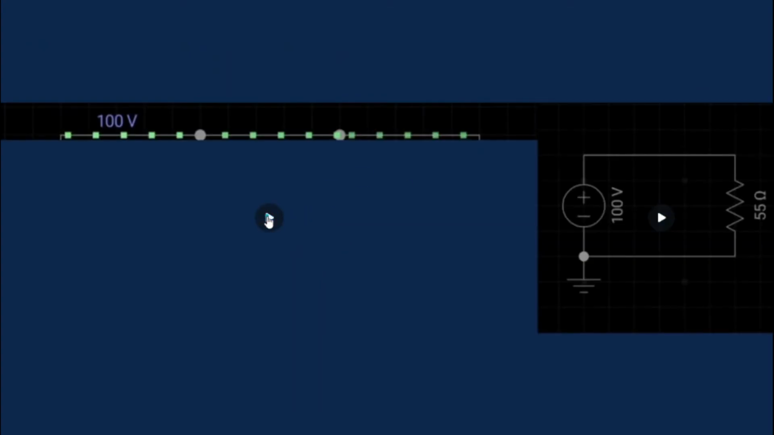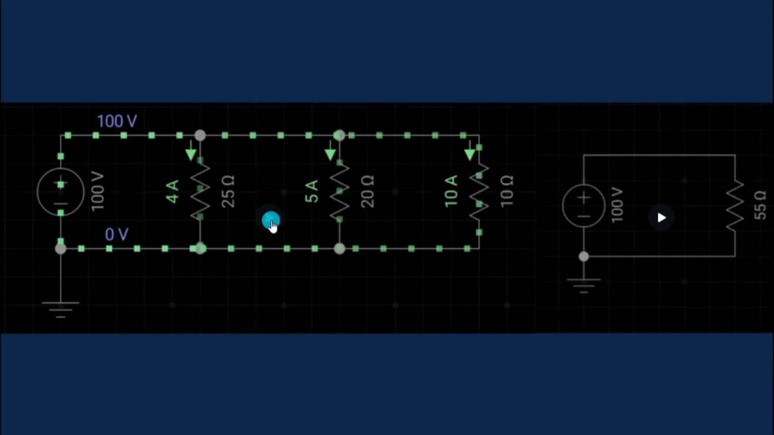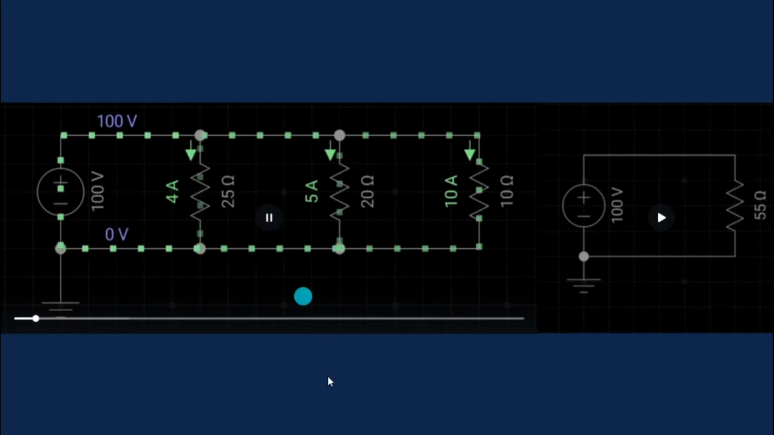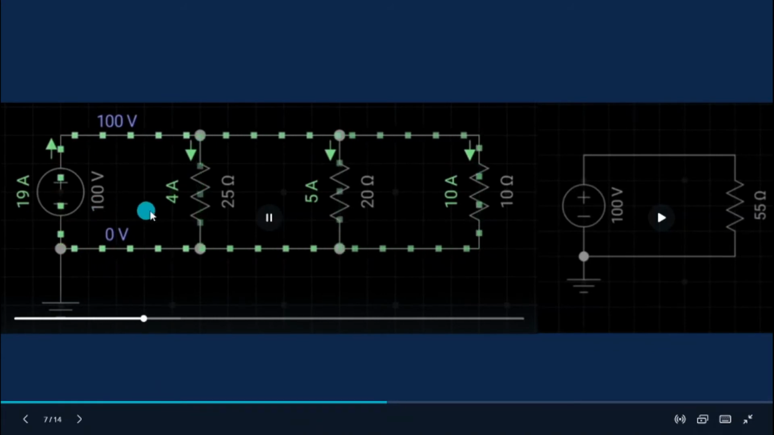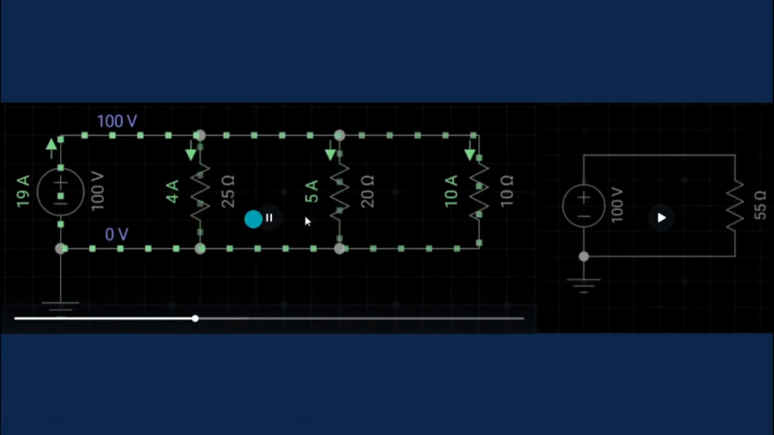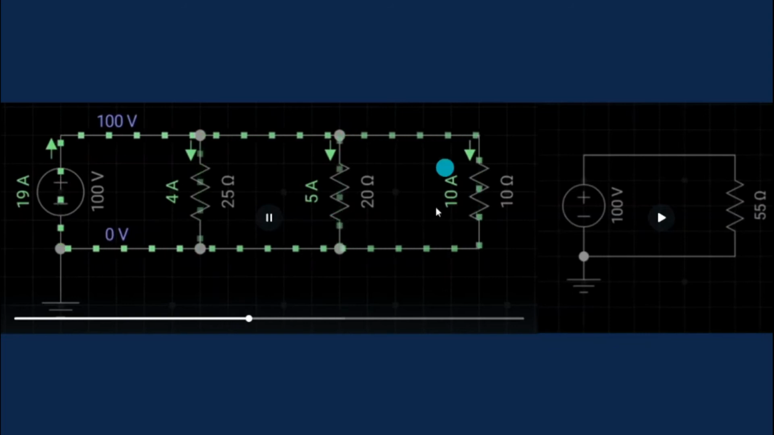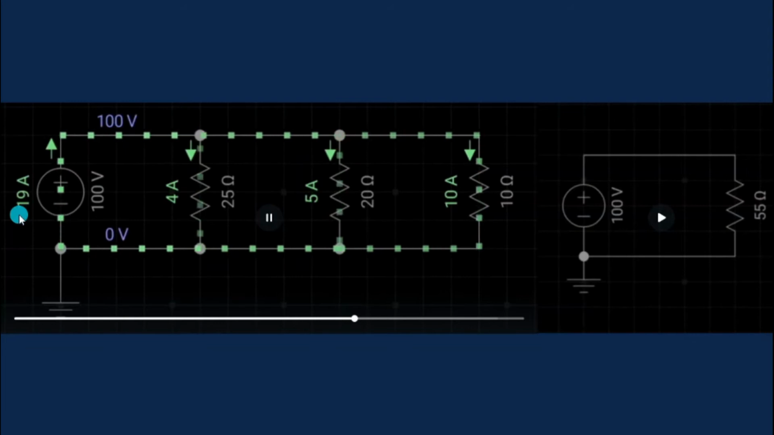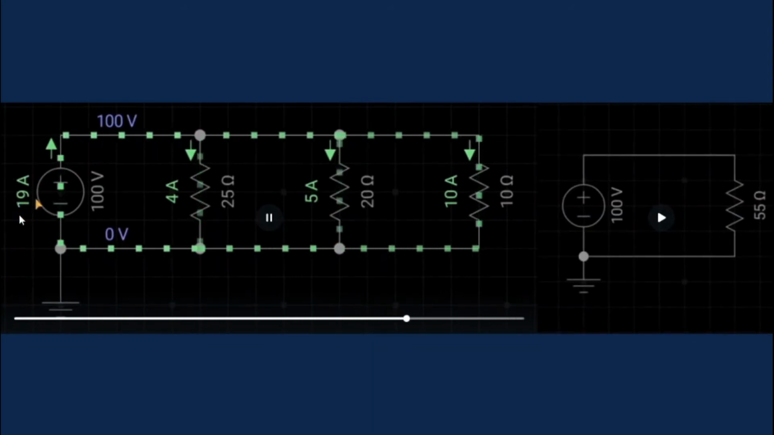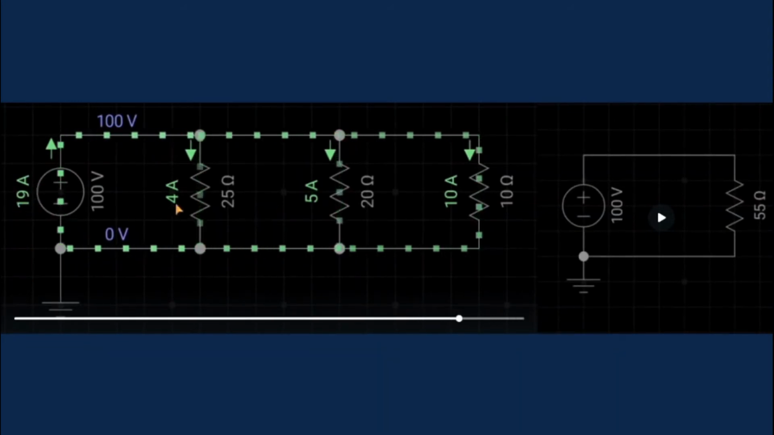Now, through a simulation, ganito naman yung porma nito. 100 volts, 4 amperes, which we solved kanina, 5 amperes, 10 amperes. And this is the total current, 19 amperes, which we found out using KCL.